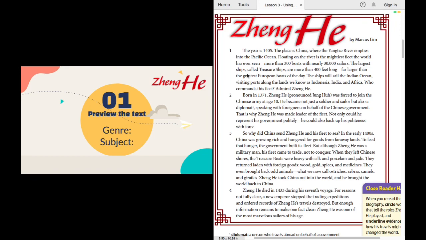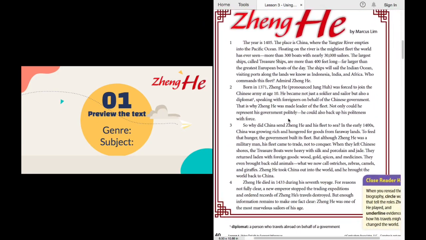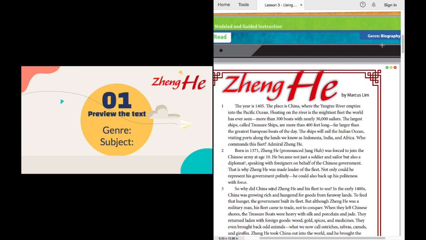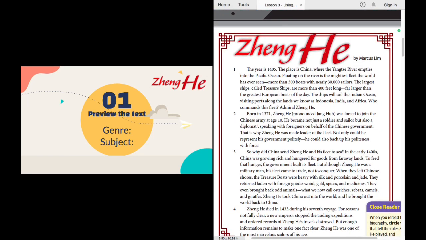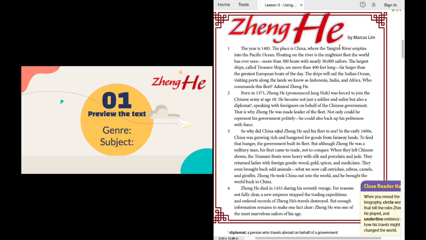I see that Jung-ha is the title, and I'm trying to use my context clues to figure out what type of text this is. I see in the right corner it says biography. So I think that Jung-ha is a person, probably, and that this text is going to tell me about him. So my genre is nonfiction because a biography means that this person was real. So my genre is nonfiction, and my subject is Jung-ha.